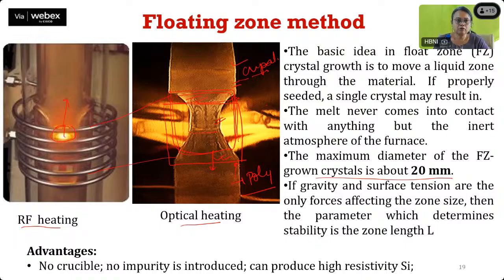But we cannot use this for materials for which surface tension and gravity are the only things holding the zone. If the surface tension of the melt of the material is not good, then this molten portion is not held by the solid parts above and below, and it will drop down because of gravity. So you cannot produce those materials for which the surface tension is bad.